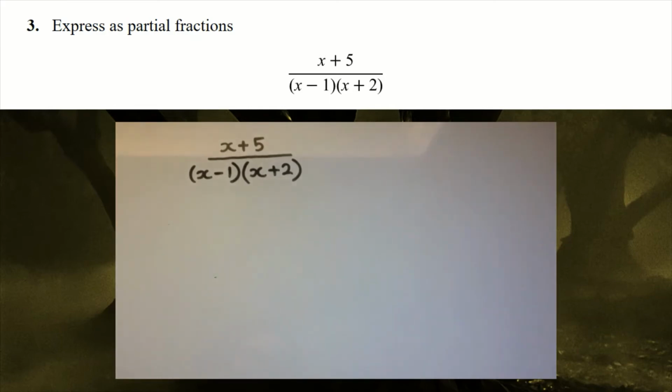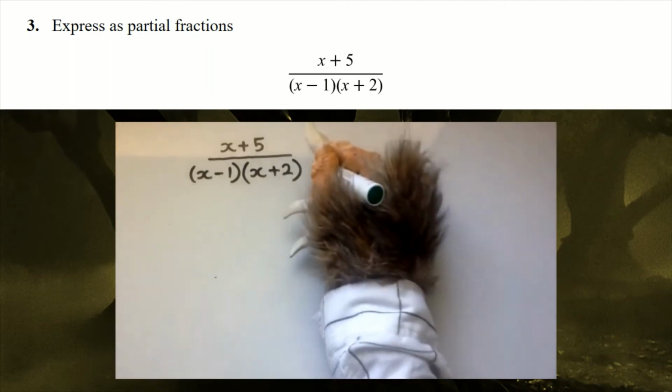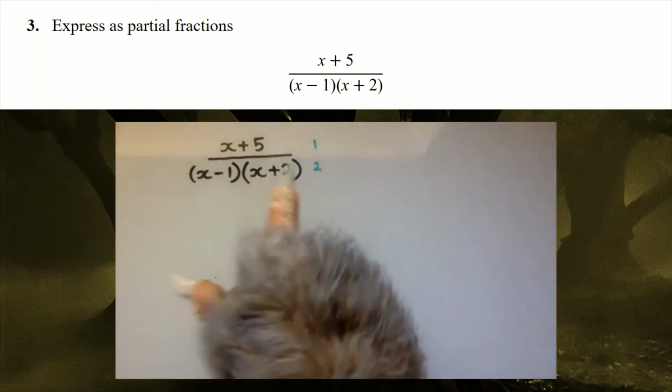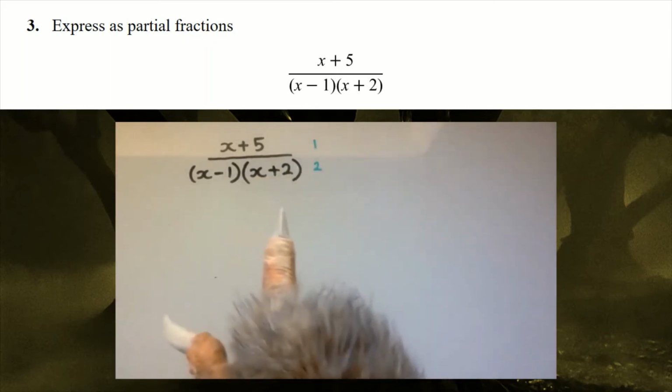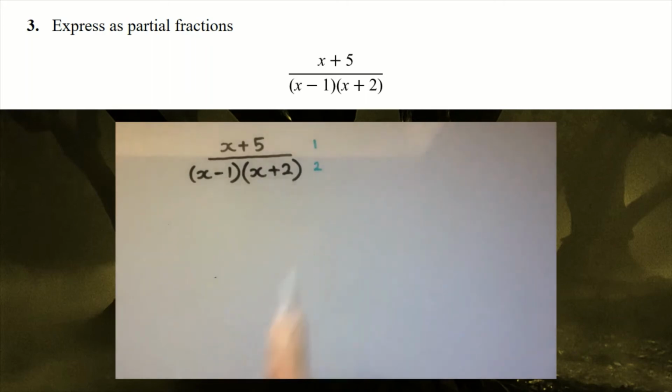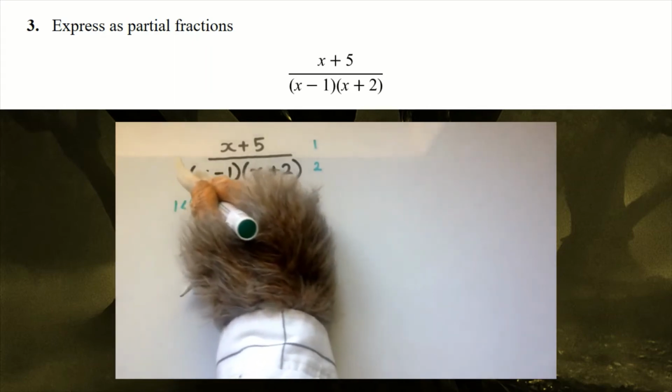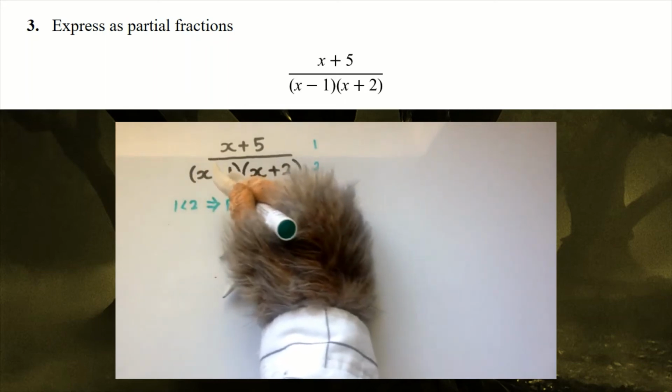Let me make a note of that, it's got an order of 2. Order is the highest power of x in the expression. The numerator has an order of 1 because it's just a linear expression. Because the order of the numerator is 1 less than the order of the denominator, that means that we have a proper fraction. This is just for your reference. Because 1 is less than 2, we have a proper fraction.